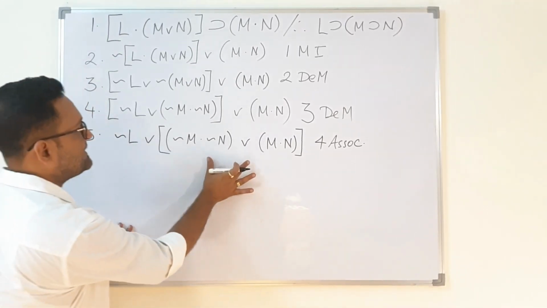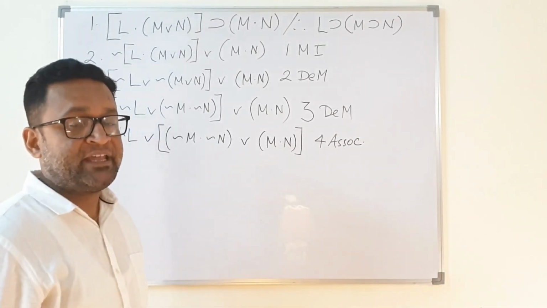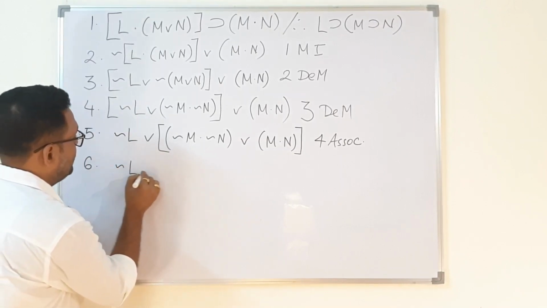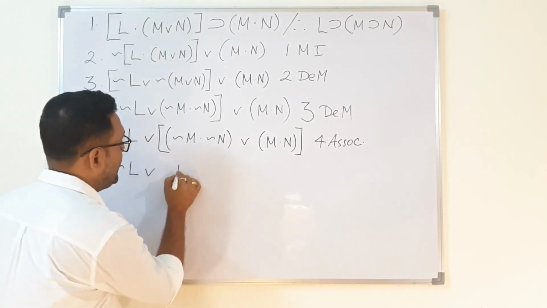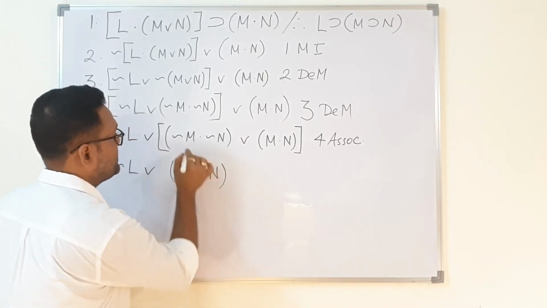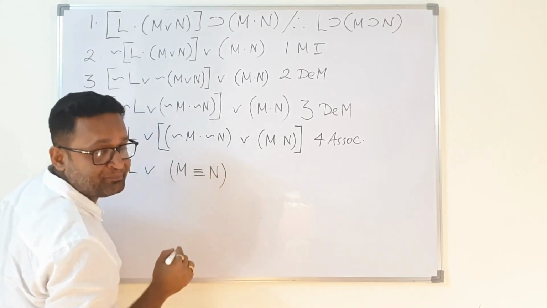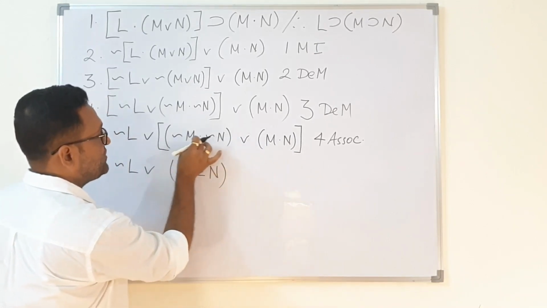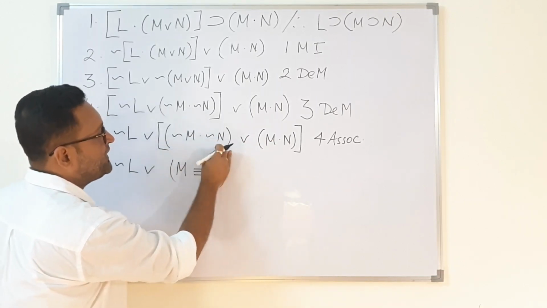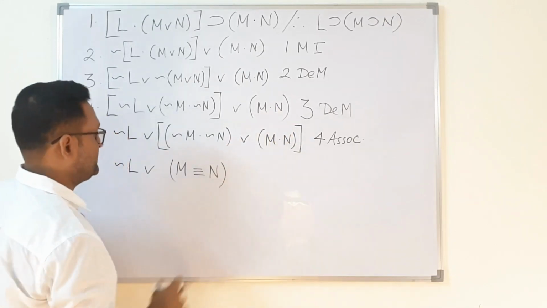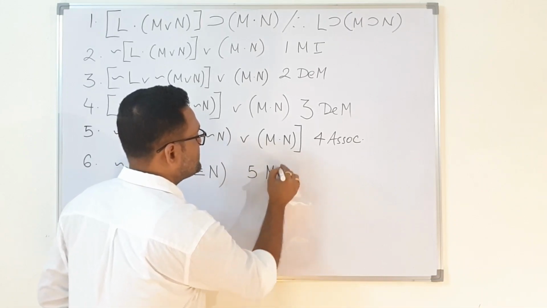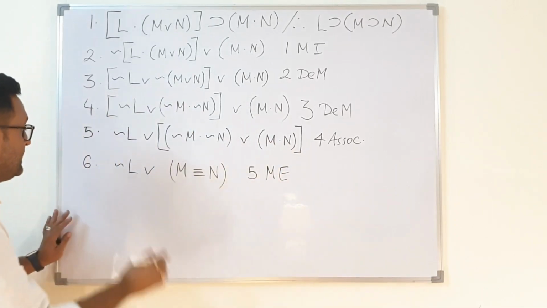Now if you see this, it is equivalence, right? So step number 6: negation of L wedge M triple bar N. You can directly write this because this is equivalent to M dot N wedge negation of M dot negation of N, or negation of M wedge negation of M dot negation of N wedge M dot N. You can do it. So you have got this. On 5, you have used material equivalence, right?